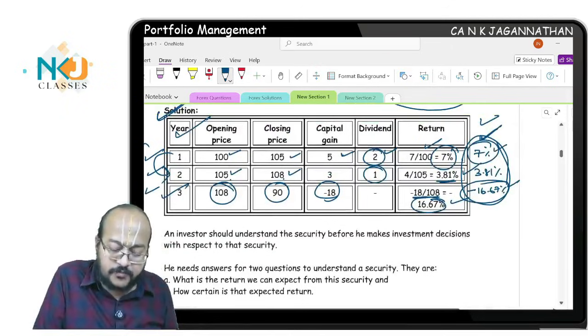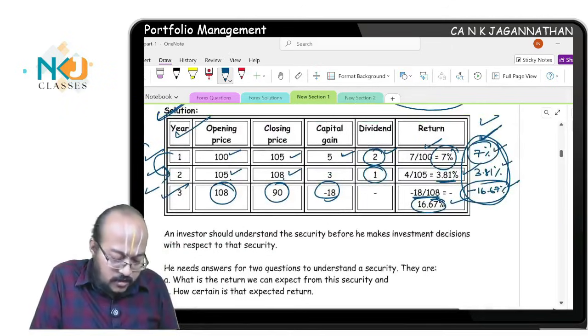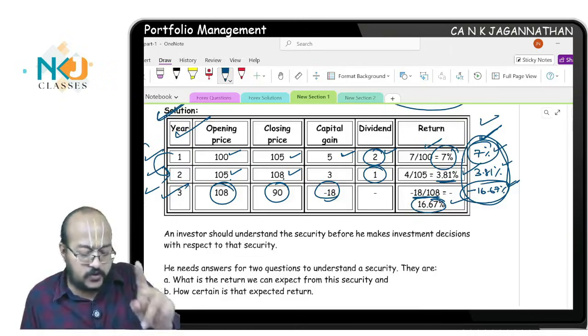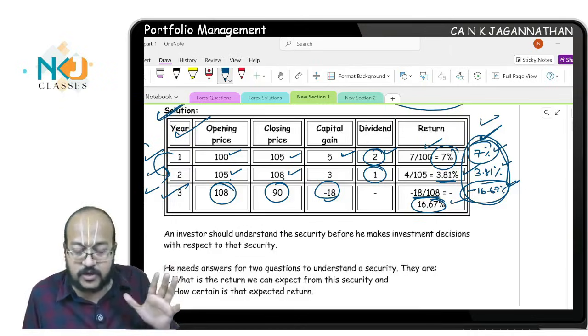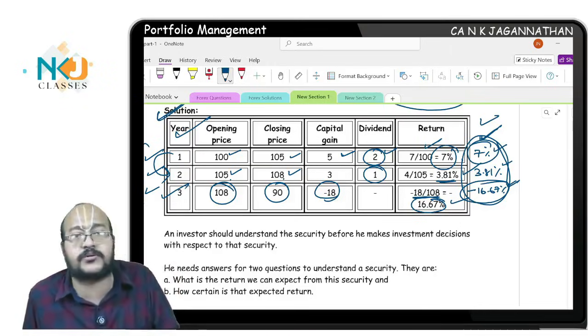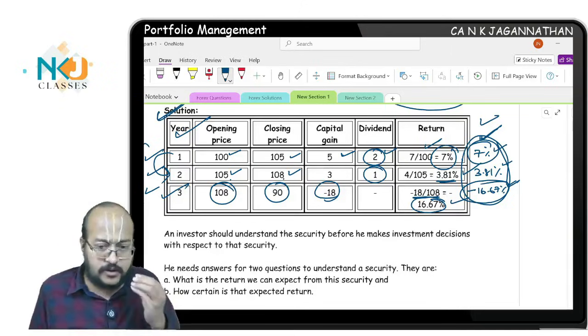First year it gives me 7%, second year it gives me 3.81%, third year it gives me minus 16.67%. Can you expect 7% return for the fourth year? Or to put it simply, can you expect even minus 16.67%? Need not be. Are you understanding what I am trying to say?